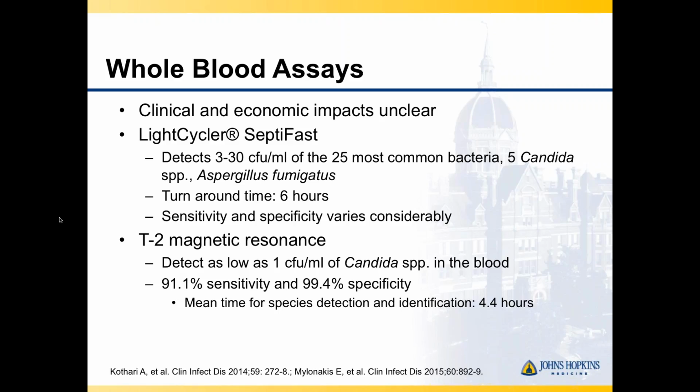And then T2 magnetic resonance, at least, has a recent publication in CID, and this test can detect as low as 1 CFU colony of a Candida species from blood. They can detect 5 Candida species and have pretty good sensitivity and specificity. And mean time to species detection and identification was about 4.4 hours. They also are working on a technology that can also identify bacterial pathogens in several other species.